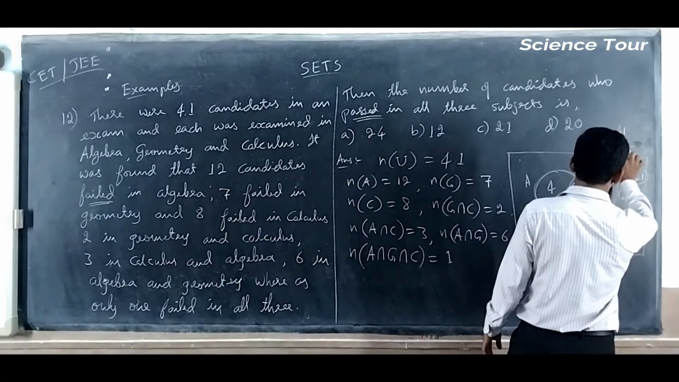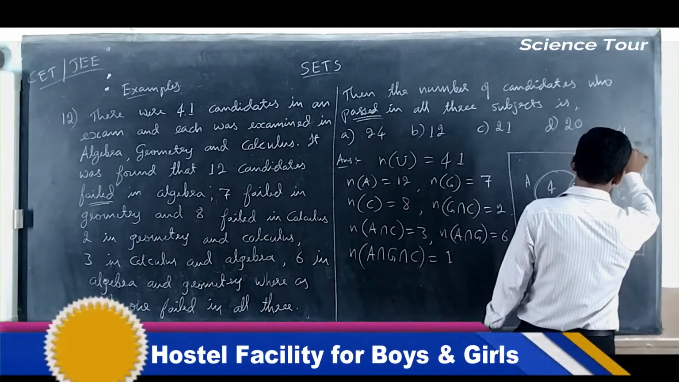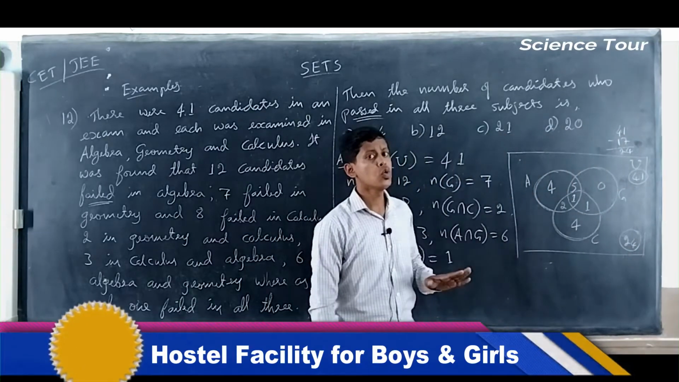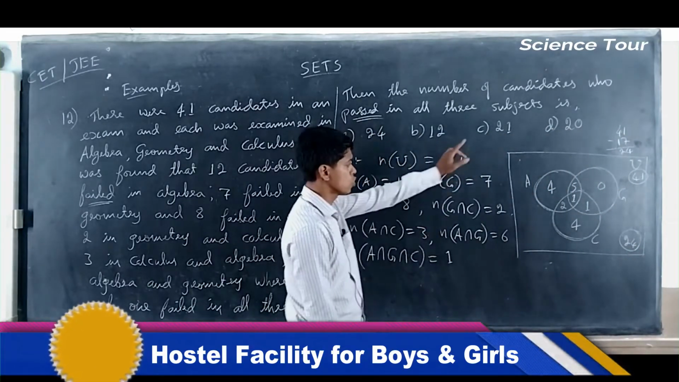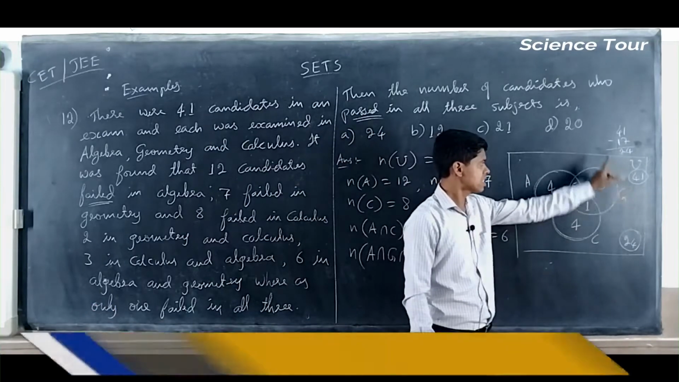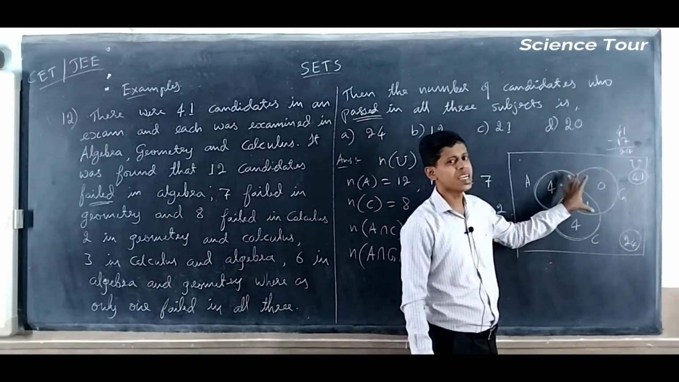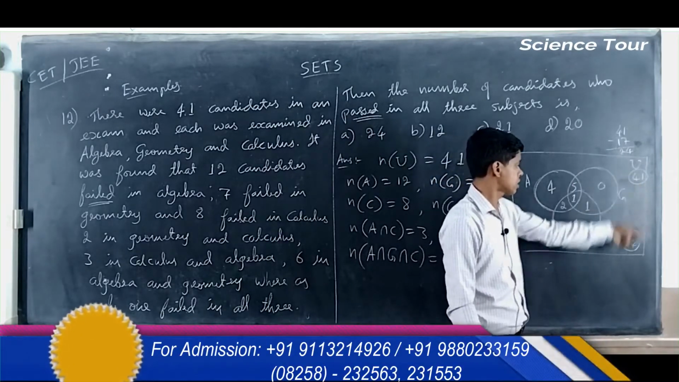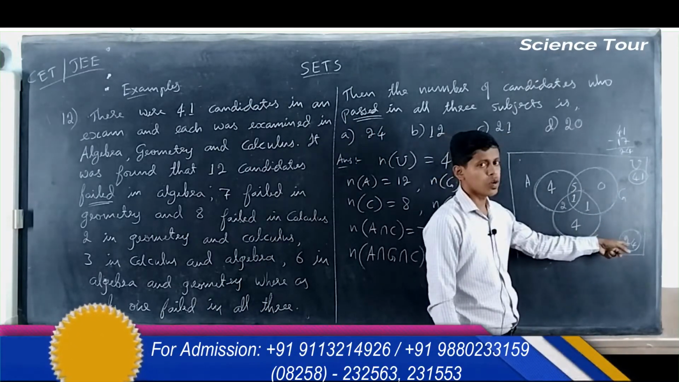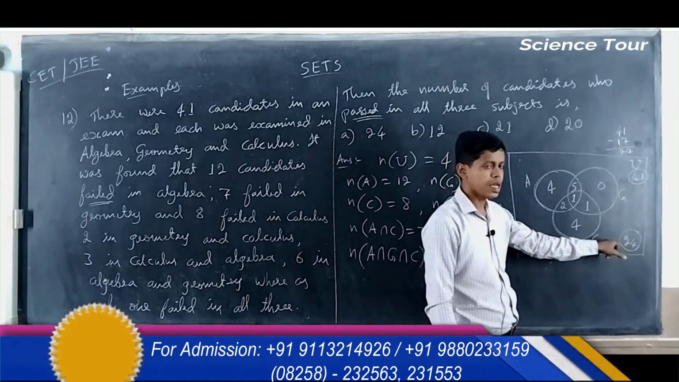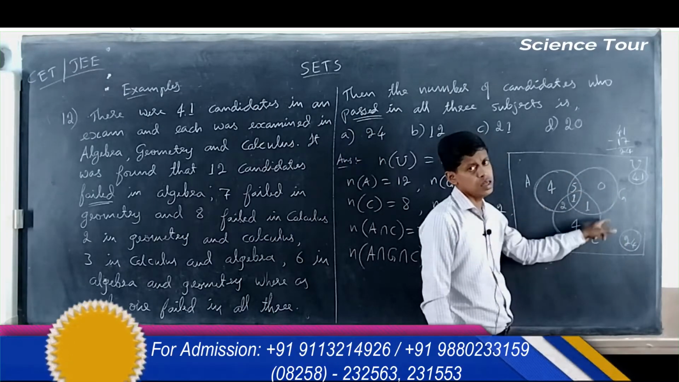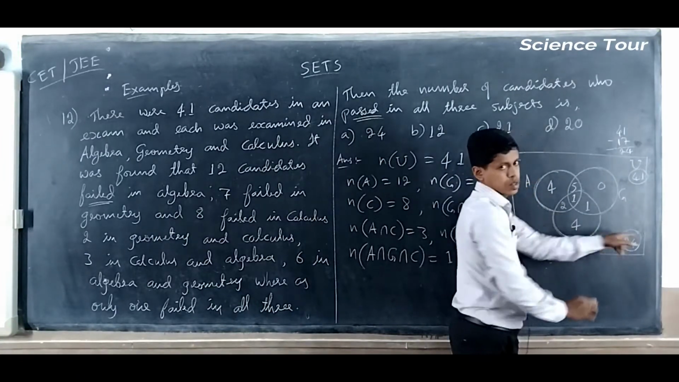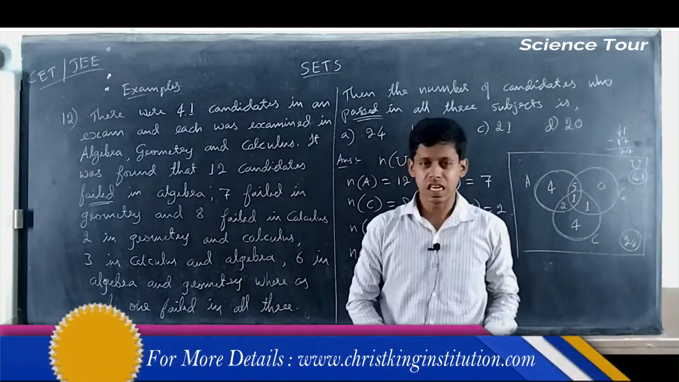24, I'm sorry. So there are 24 people who have not failed in any. Those 24 people are inside the rectangle but outside the circles. So don't confuse this with 41. 41 is the rectangle. These 24 are in the rectangle but not inside the circles. 41 is the circles plus this 24, those who are outside the circles.